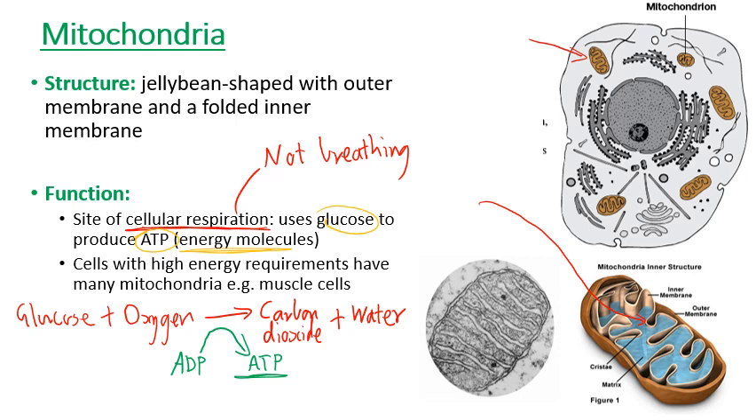And if we think about structure relating to function, if we have cells with really high energy requirements, then they're going to have lots of mitochondria. For example, muscle cells constantly need to be contracting and expanding, and that takes a lot of energy. So they've got a lot of mitochondria to produce the ATP they need.